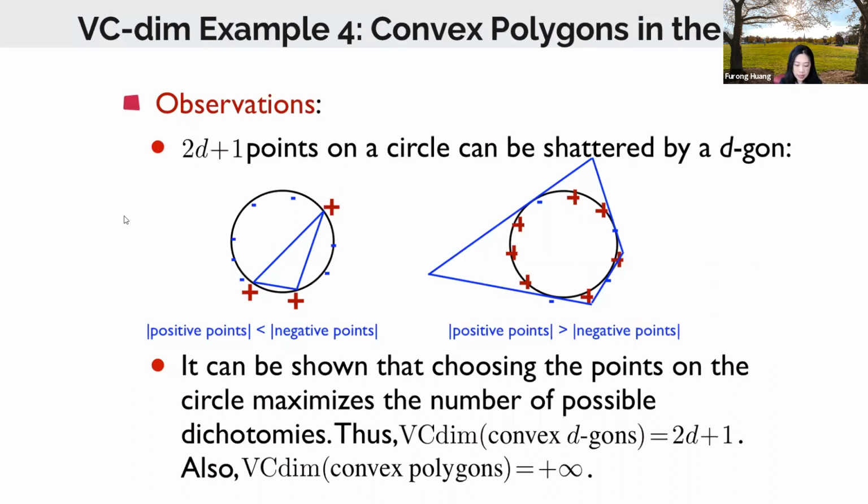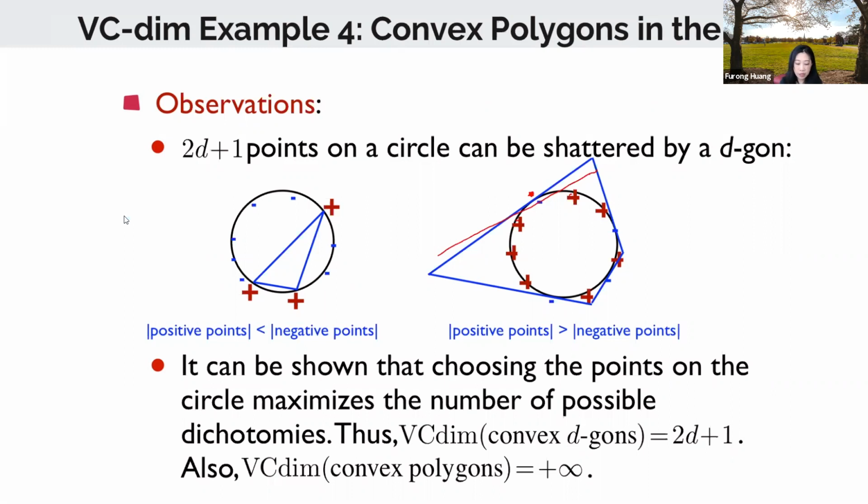Now, if the positive points are greater than negative points, then you can just draw this D-gon so that each of the negative ones is outside. Again, this visualization is a little bit confusing, but you can always find a line so that the negative ones are on the other side of the line, and the positives are on this side of the line. Because we only require existence, as long as you find 2D plus 1 points on a circle, we know that it will be shattered by a D-gon.